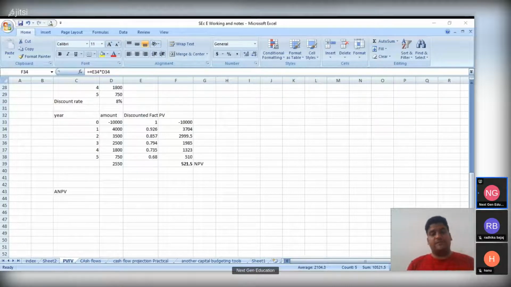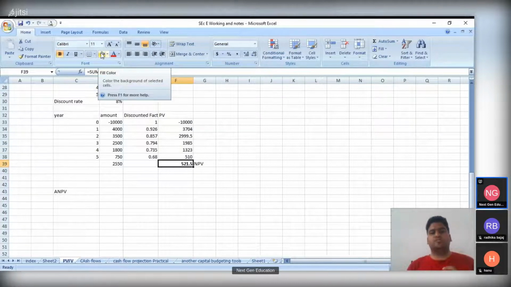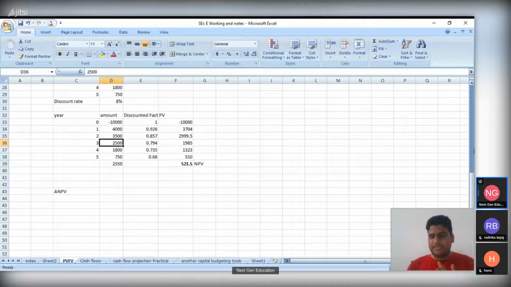So if the NPV is positive, we accept the offer. But if the NPV is negative, we are not going to accept this offer. In that case, our NPV is positive, so we are going to accept the offer. Suppose it is, let's say, 180. So now the NPV is negative, which means, or I will tell you very briefly.